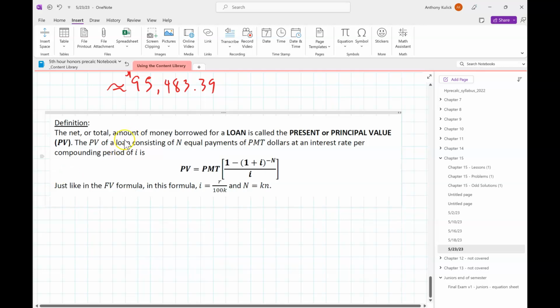So the net total, or the amount of money that we borrow for a loan, we're going to call the present value or the principal value. It's just the PV. The present value of a loan consisting of n equal payments of PMT dollars at an interest rate per compounding period of I is a slightly different version of the previous formula, right? There's a negative sign that was applied through, and we have a negative exponent, but other than that, it looks basically the same.